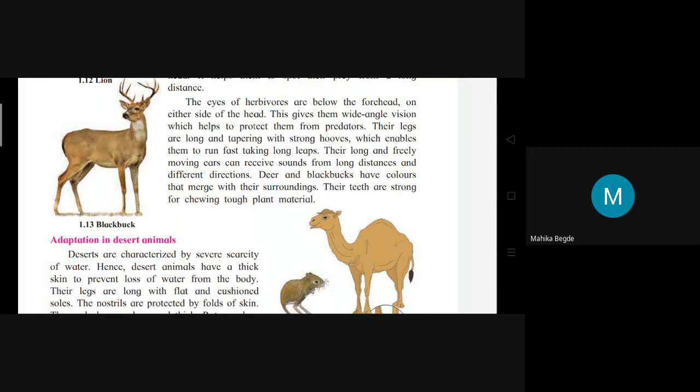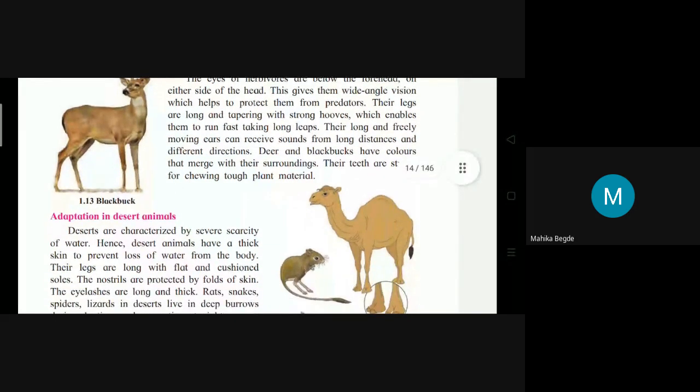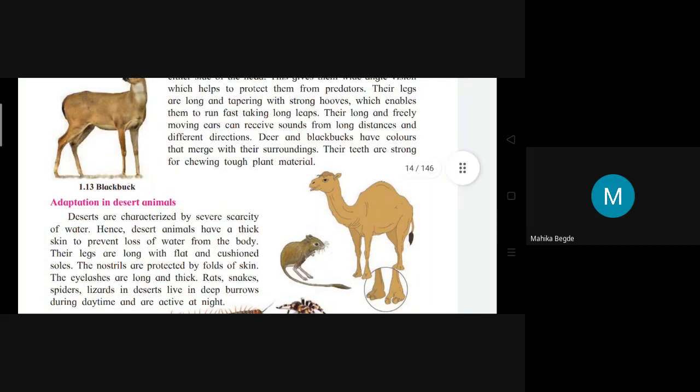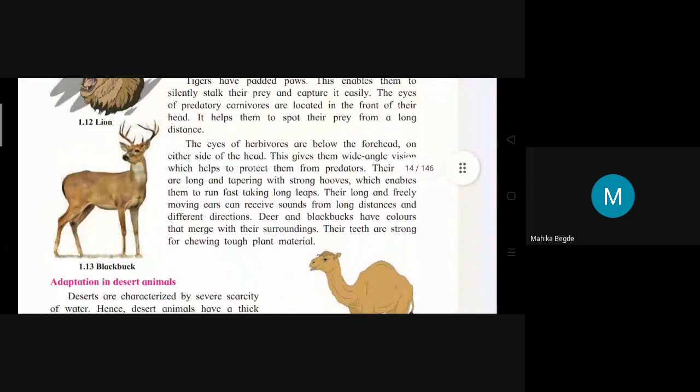Blackbuck and deer can take long leaps, as we all know, because of their strong hooves and their leg structure, which is long and tapering. Then their long and freely moving ears can receive the sound of their predator from a very long distance. Deer and blackbuck have coloring too. What is the adaptation there? Another adaptation is that their color merges with their surroundings so that they can be safe from their predators.